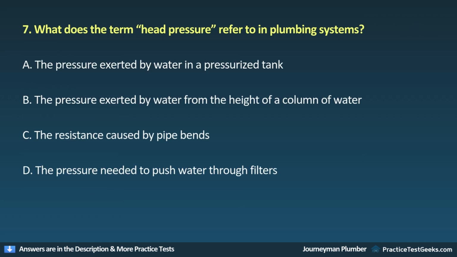7. What does the term head pressure refer to in plumbing systems? A. The pressure exerted by water in a pressurized tank. B. The pressure exerted by water from the height of a column of water. C. The resistance caused by pipe bends. D. The pressure needed to push water through filters.